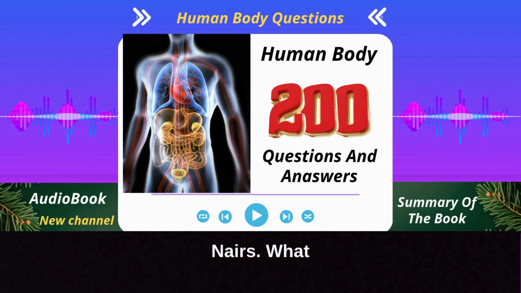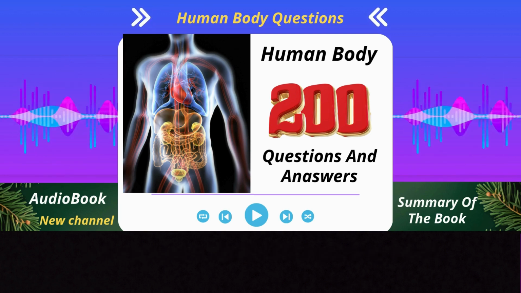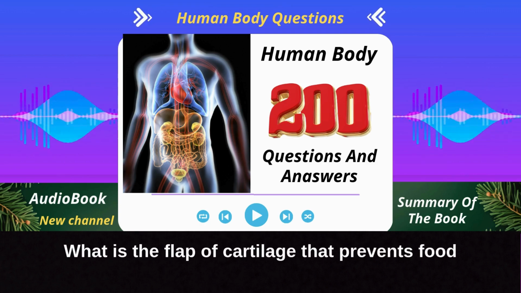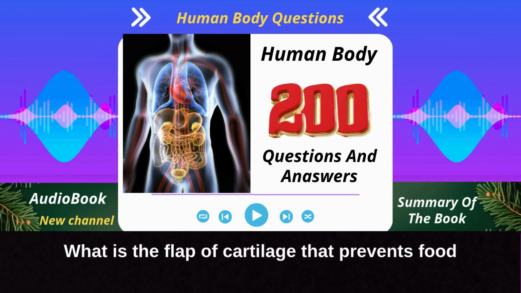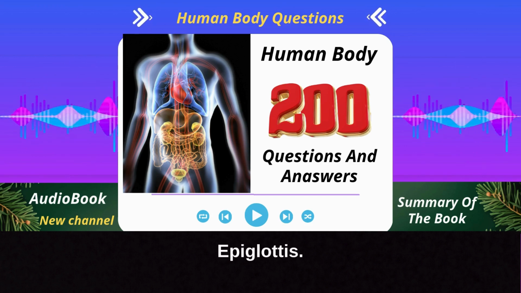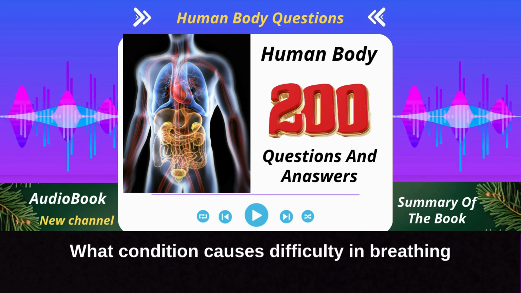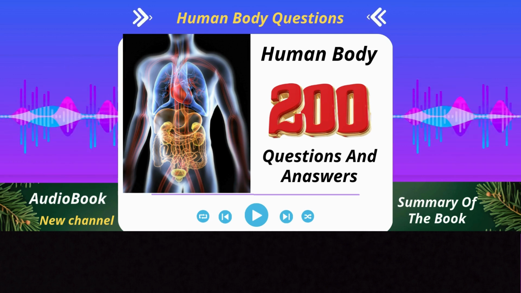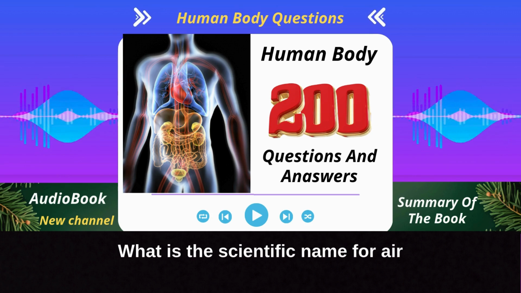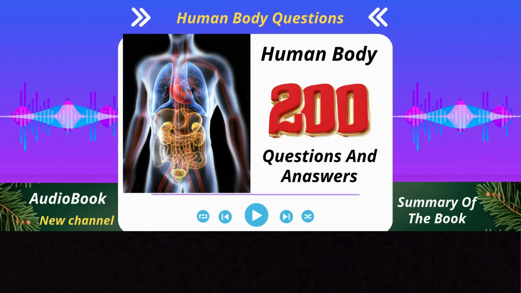What is the purpose of cilia in the respiratory tract? To trap dust and microorganisms. What is the flap of cartilage that prevents food from entering the windpipe? Epiglottis. What condition causes difficulty in breathing due to narrowed airways? Asthma. What is the scientific name for the air sacs in the lungs? Alveoli.